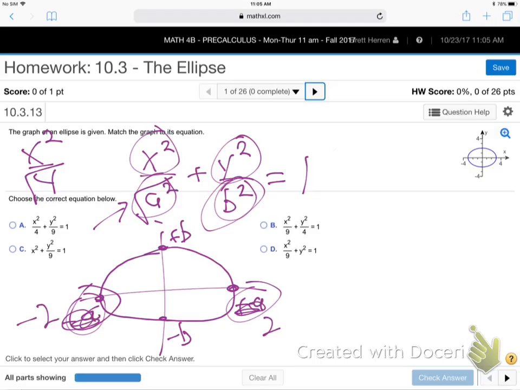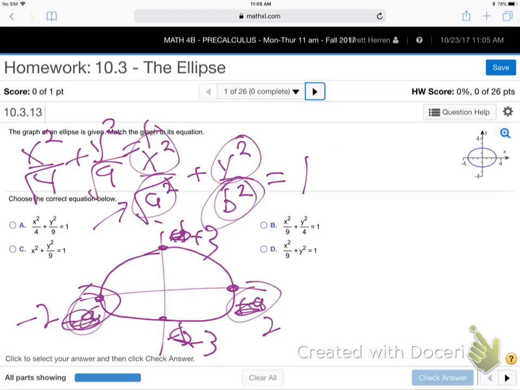Does that make sense? I'll just root the number. Whatever's underneath Y, say they give me a 9, I'll go, oh, root that. It's up 3, down 3. The root of whatever's underneath X is right left. Whatever's underneath Y is up down. That's how it's going to work.